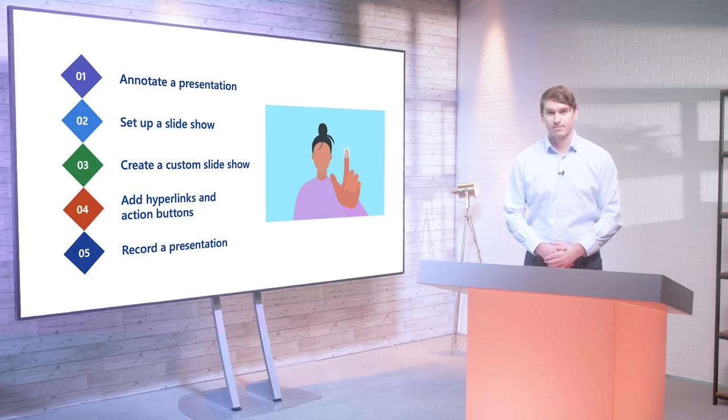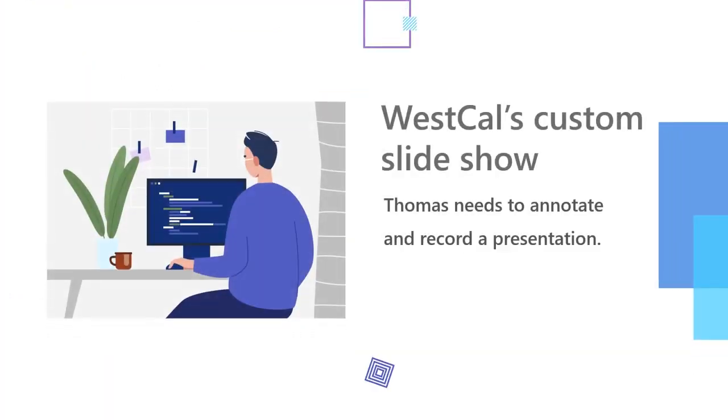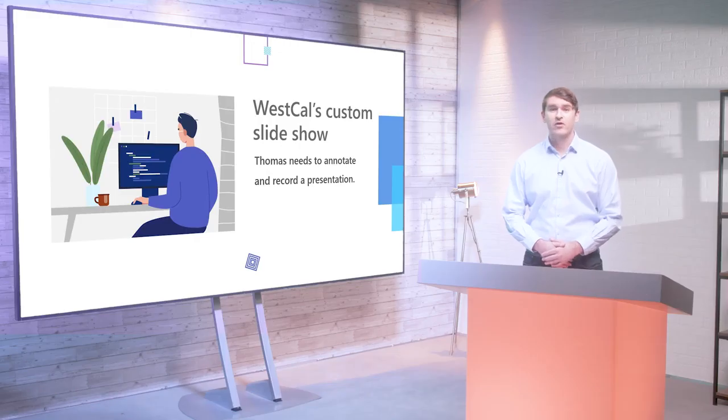Over at Westcal, Thomas has been tasked with setting up and delivering a slideshow online to the wider Westcal team. Thomas needs to create two versions of the presentation, one for his clients and another for management. He also wants to be able to annotate the presentation during his delivery to help people understand the material better. Finally, he's planning to record the presentation so that those who can't attend can watch it back later. Looks like Thomas has a lot on his plate.